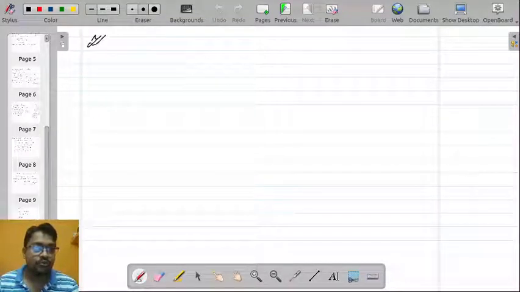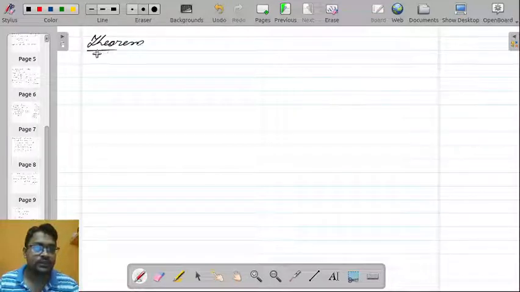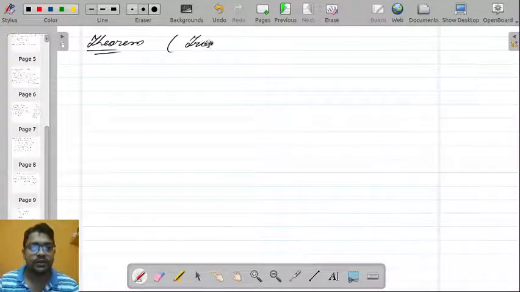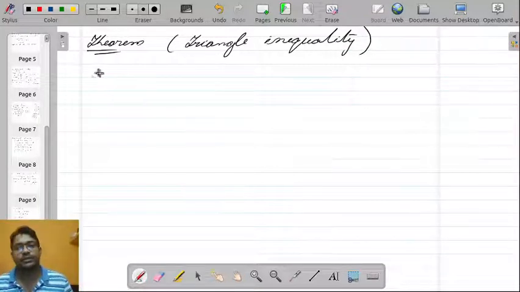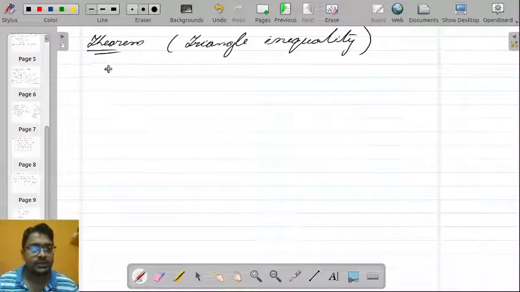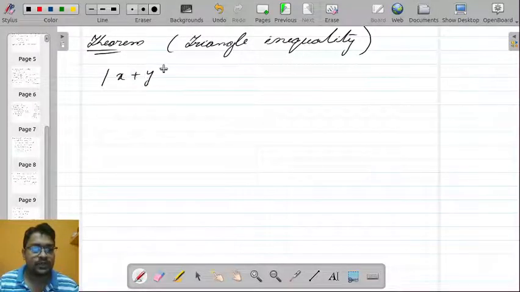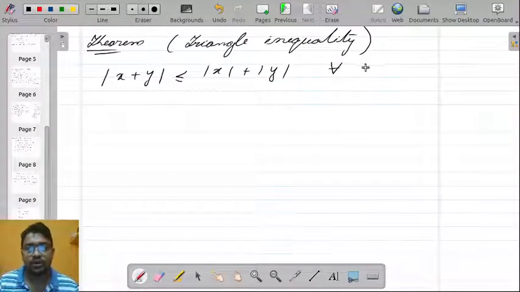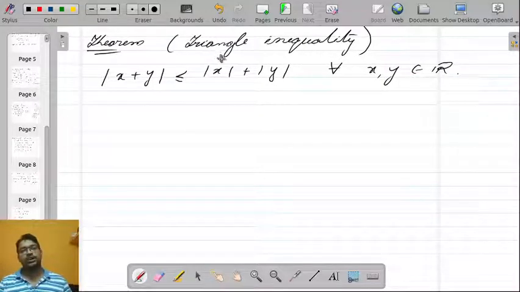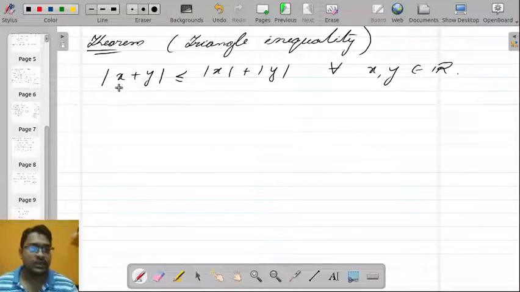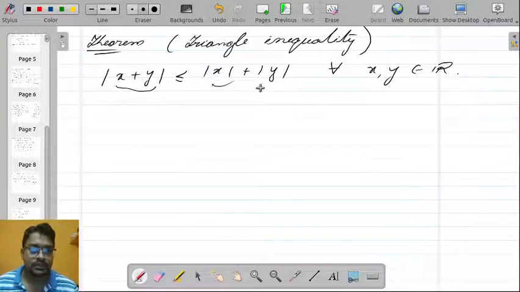Another very important property is the triangle inequality, and this is the theorem. Okay, so what is that? The triangle inequality is mod of x plus y is always less than or equal to mod x plus mod y, for all x, y inside the real numbers. Okay, so why is it called the triangle inequality? It's something like the sum of two sides is greater than or equal to the third side.